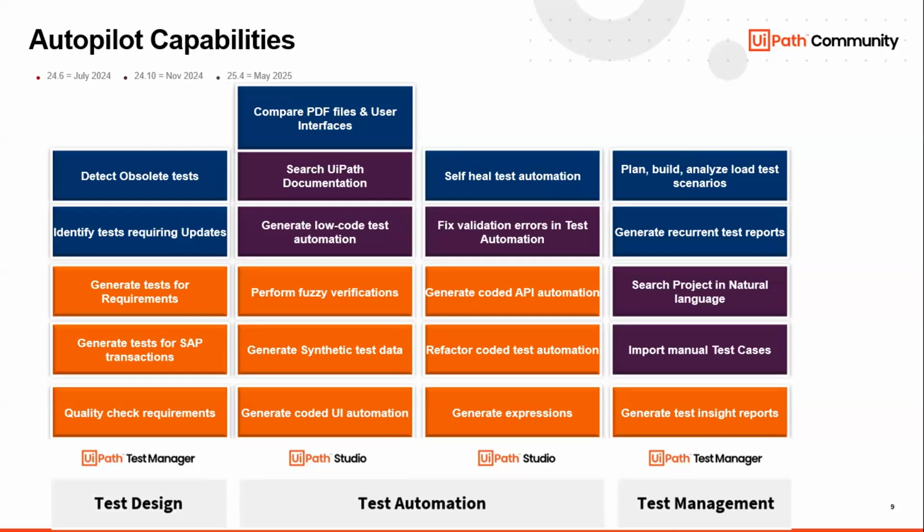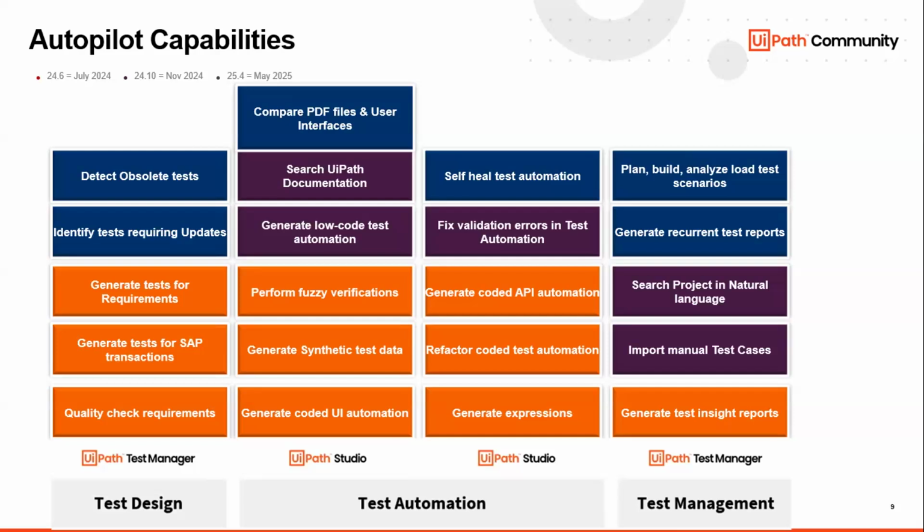Then next we have test automation, where Autopilot will help the tester on the UiPath Studio side. Let's say you have created requirements in Test Manager and also created the manual test cases. Now you want to automate those manual test cases, right? By using Autopilot, you can convert the manual test cases into automated ones with a simple click. You can convert into low-code automation if you are not familiar with coding. If you are familiar with coding, then you can make use of generate coded automations, right?